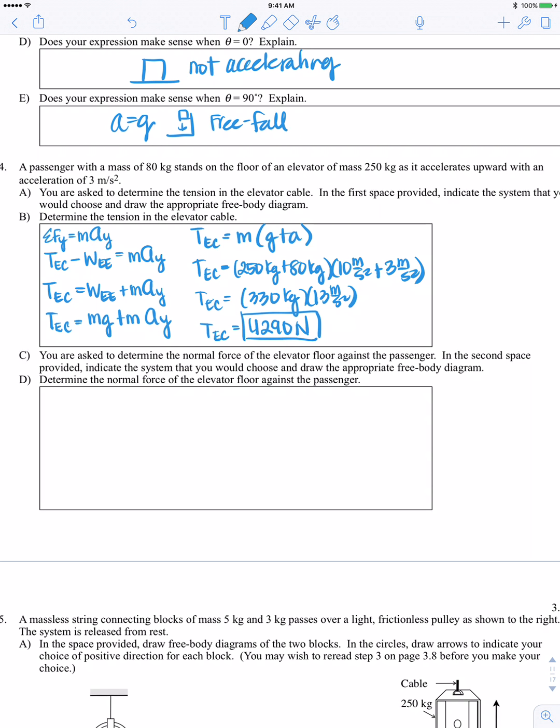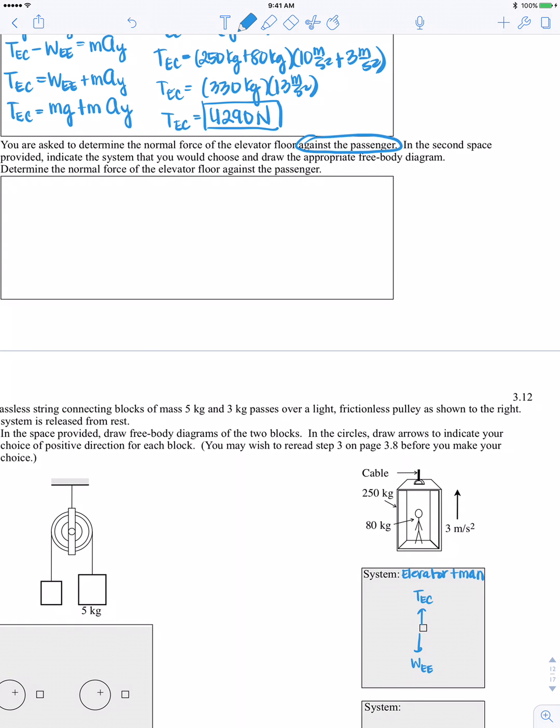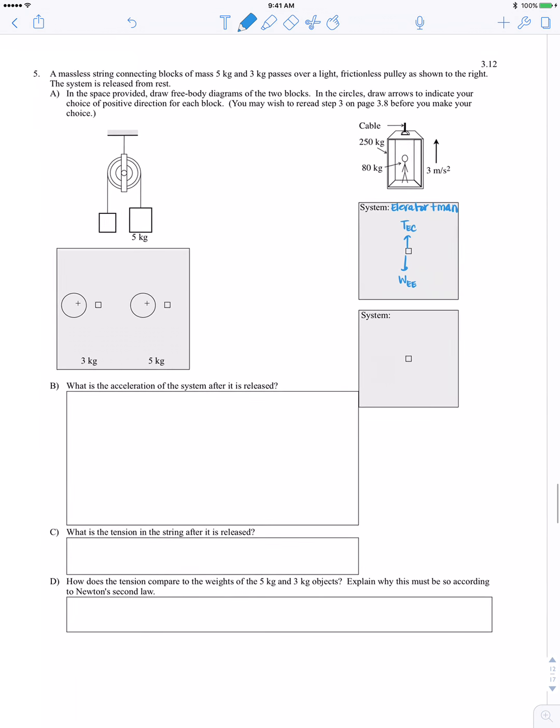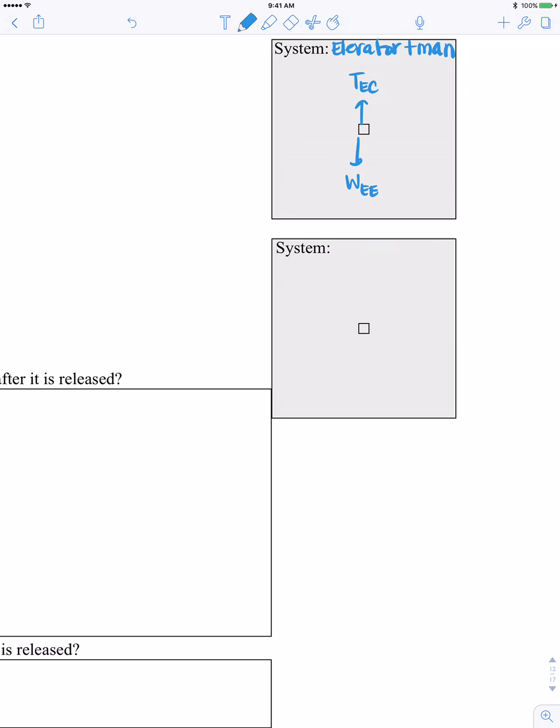Okay, I'm asked to determine the normal force of the elevator floor against the passenger. So against the passenger is the key here that gives you a hint. So we are talking about the free body diagram of the passenger. So scrolling down here, system is the man. Okay, so I want to draw all the forces acting on the man. So the man has a weight force on the man by the earth, and then he's also got the normal force on the man by the elevator.